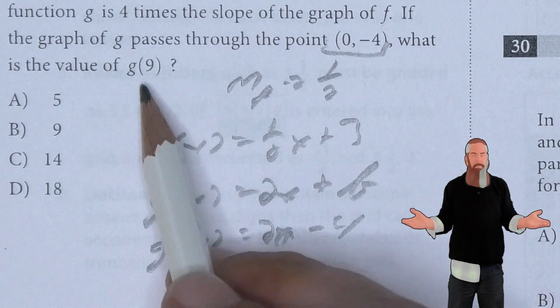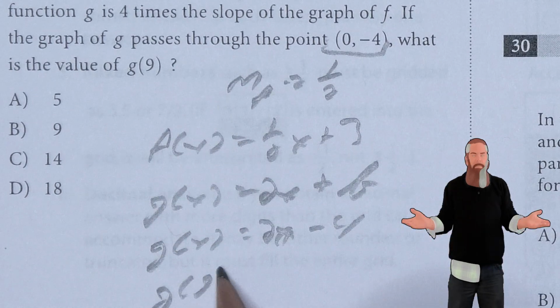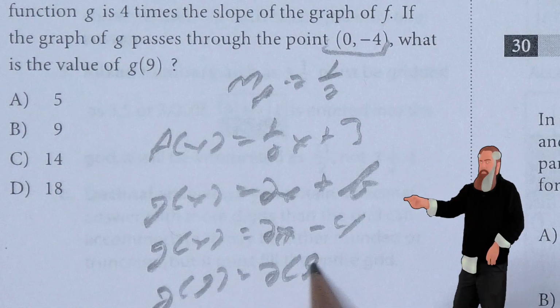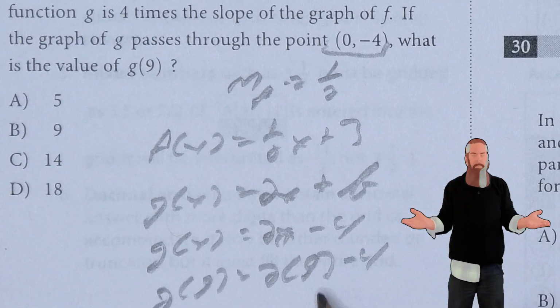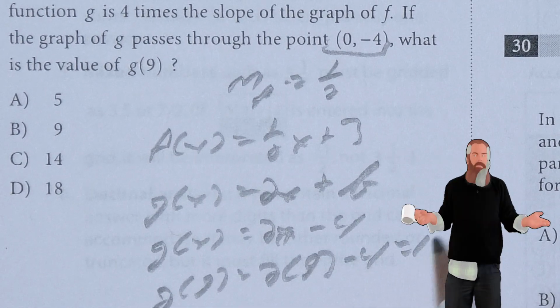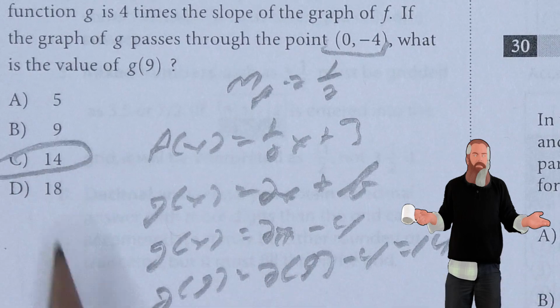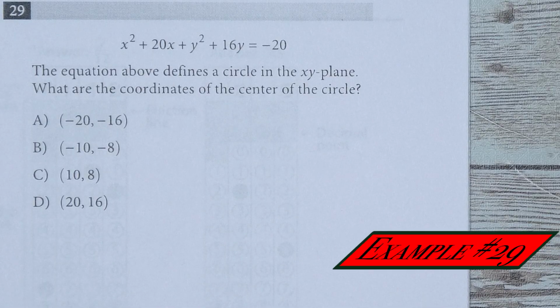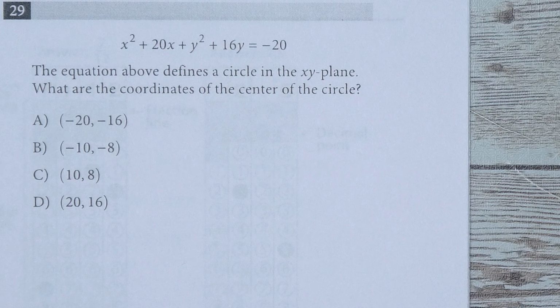Now the question is g of 9. So g of 9 is equal to 2 times 9 minus 4, or 18 minus 4, which is 14, so C is the answer.